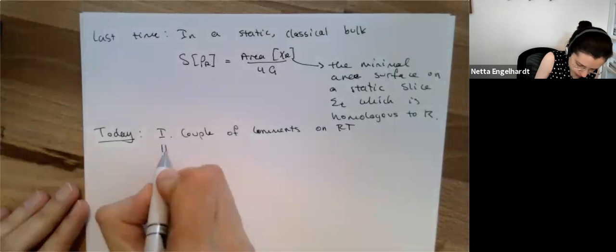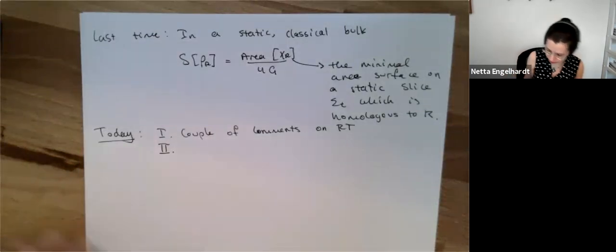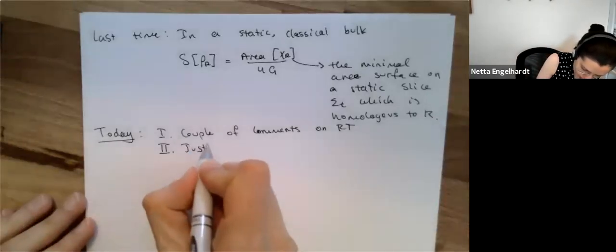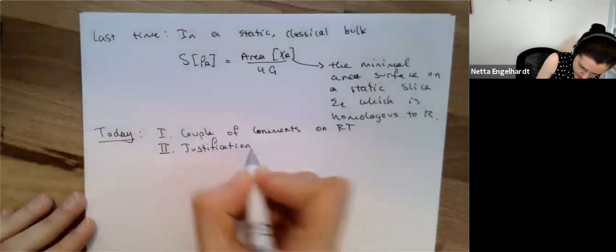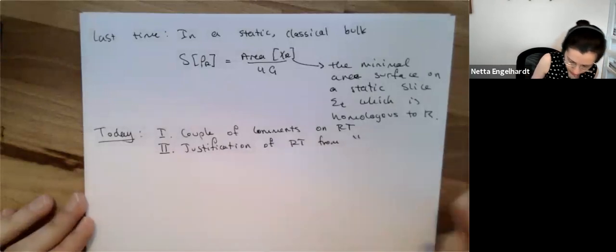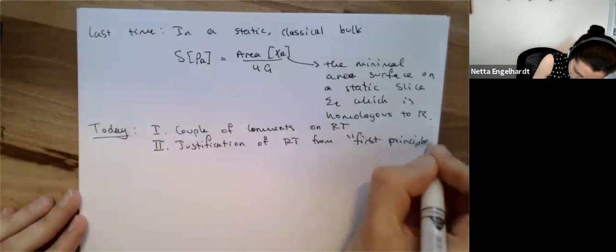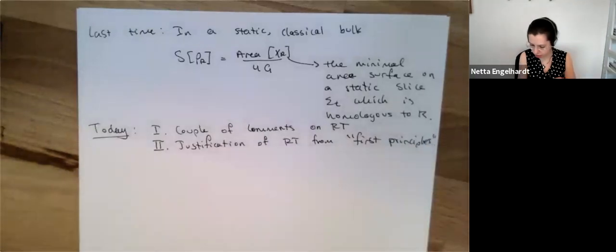Then I'm going to very briefly outline the so-called derivation of the Ryu-Takayanagi proposal. Derivation is maybe a somewhat strong word, but this is the so-called Lewkowycz-Maldacena gravitational replica trick. We won't go into it in too much detail, but I want to give you a flavor of how it works. So this is a justification of Ryu-Takayanagi from, in quotation marks, first principles. It's not really first principles, but in some sense it's as close as we get in AdS/CFT.